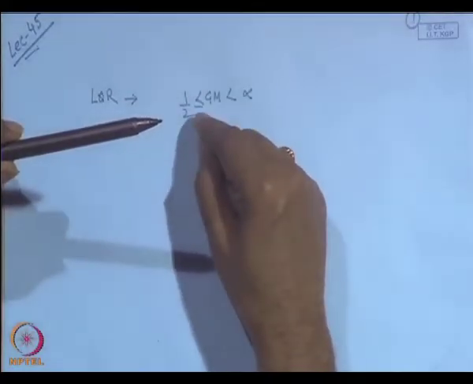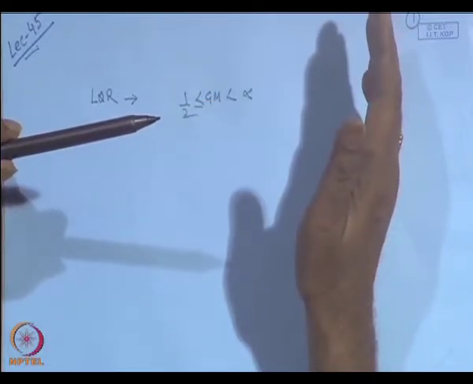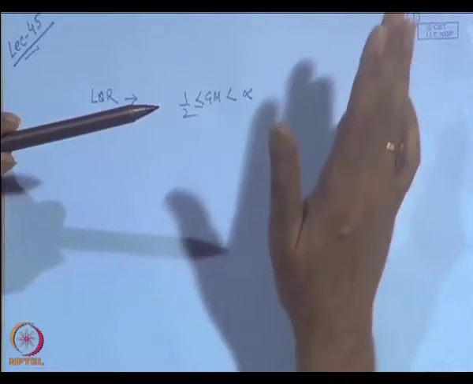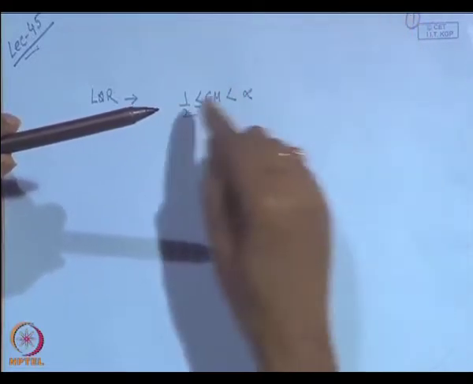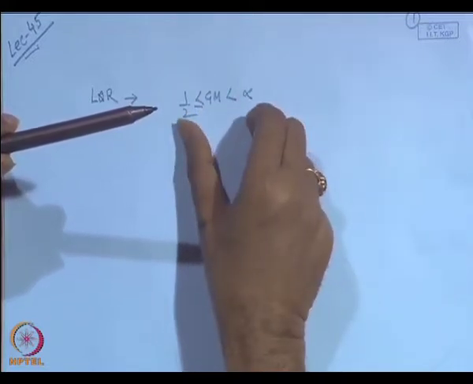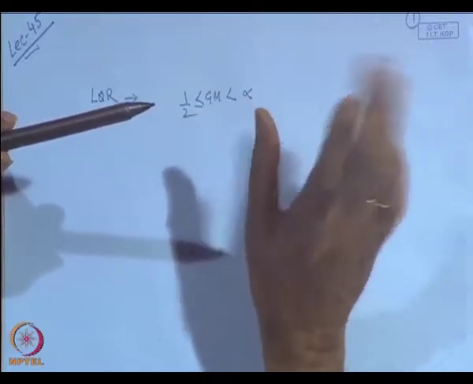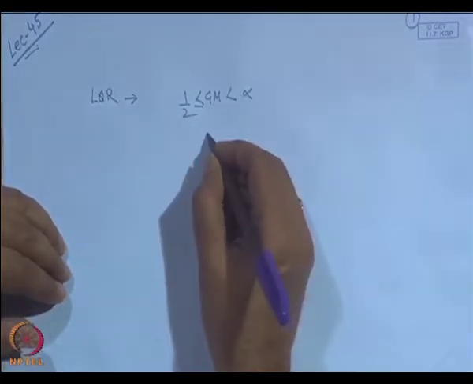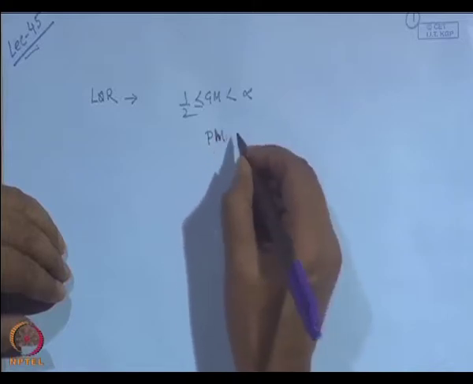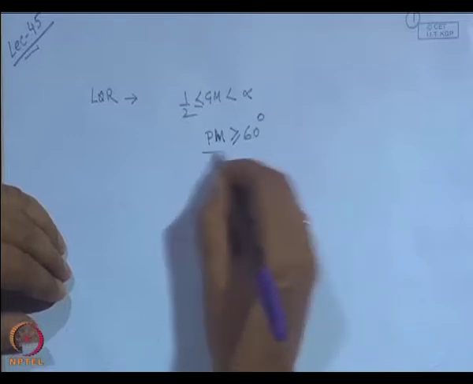And also you can reduce the gain to half of its present value, and still the system is stable. It may be stable even below half, but this range is guaranteed. If you design a controller based on LQR, then the system will be stable. This is the gain margin. And the phase margin is at least 60 degrees.